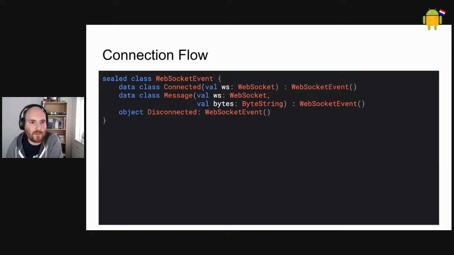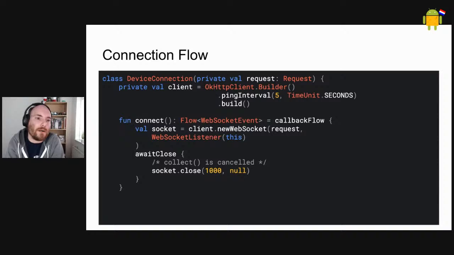So if it's connected, we also supply the WebSocket. If it's a message, we get the WebSocket for convenience and also the message. And if it's disconnected, it's just a simple object. Right? And then we can start building that connection flow like this. We have our OkHttp client for the WebSocket. And it will also ping that WebSocket. So if something happens and it gets disconnected, then that will yield an error if the ping fails.